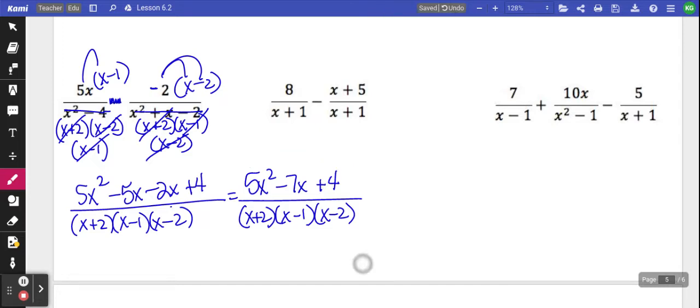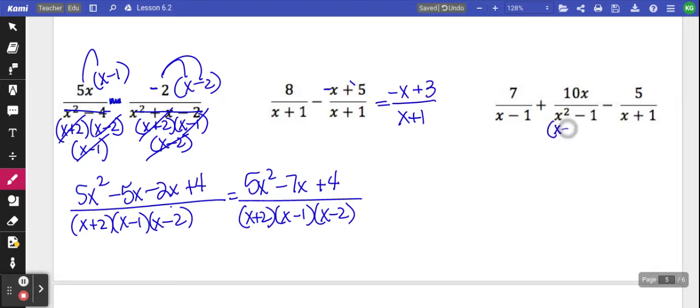On this one, it's nice. They already have the same common denominator, so I just have to remember that this negative applies to the x and to the 5. So my answer would be negative x plus 3. 8 and negative 5 make 3.